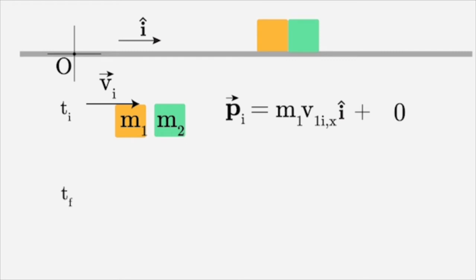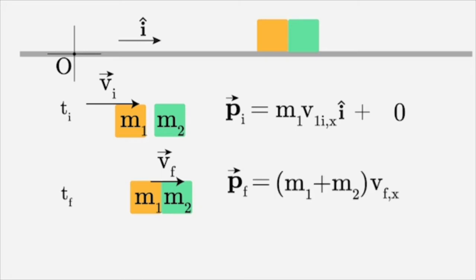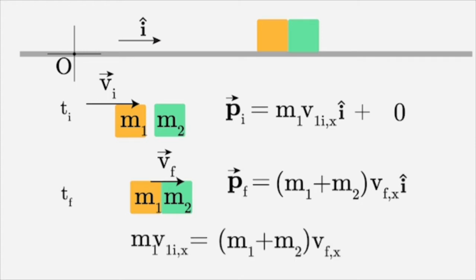The final state is right after the collision when the two blocks are moving together. They have the same velocity, so the final momentum is (m1 plus m2) times v final x times i hat. This gives us an equation that will allow us to solve for whatever quantity we are not given.